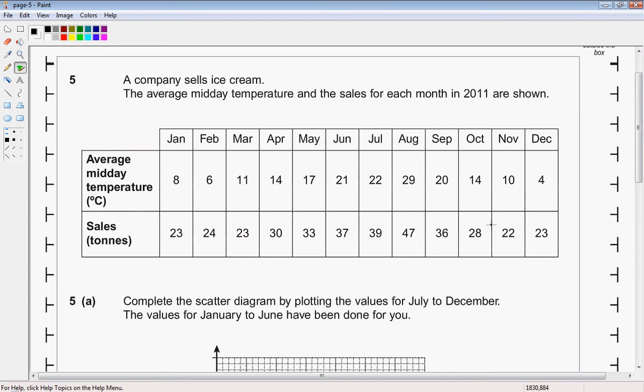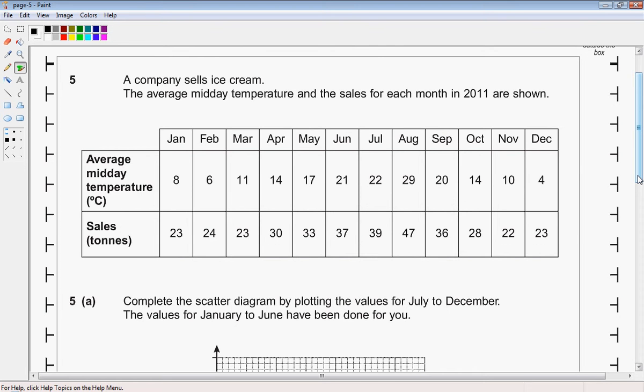for each month. Okay, so the first question, 5a, complete the scatter diagram by plotting the values for July to December. The values for January to June have been done for you. Now I've actually saved time here and plotted August, September, October up to the end of the year. So July is the only one I haven't plotted, so I'll just show you how to do this if you've forgotten. So the average midday temperature is 22 degrees and sales was 39 tons.